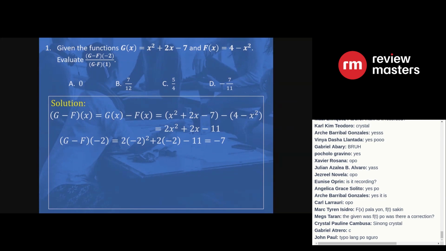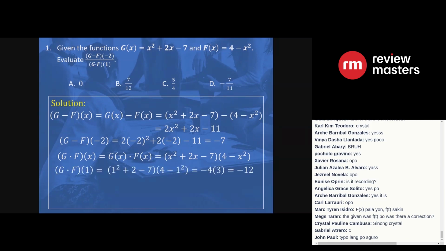So the next is the denominator. So if you have a product of two functions, ganun lang din, you just multiply the two function definitions. So you just multiply g of x and f of x. And this is the product. Again, no need to expand, okay, because we are doing evaluation. So after getting the product, you just simply evaluate at 1 and you will get negative 12.